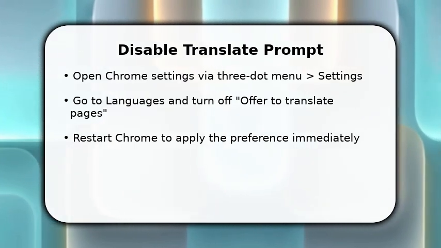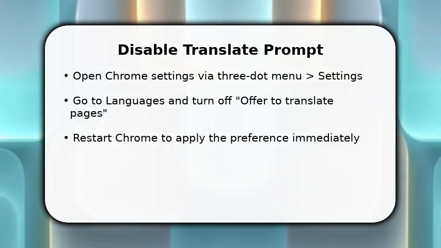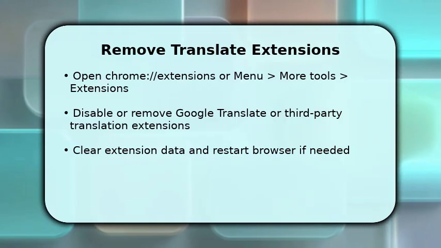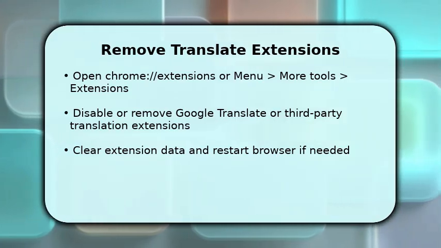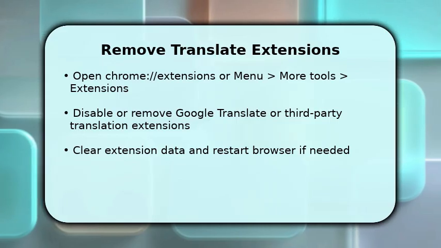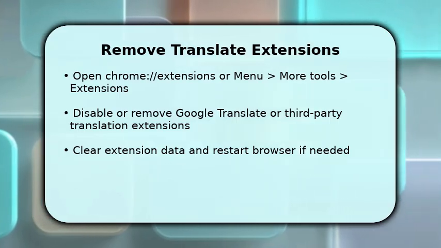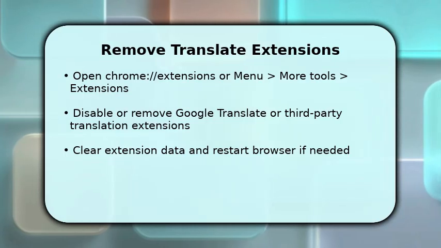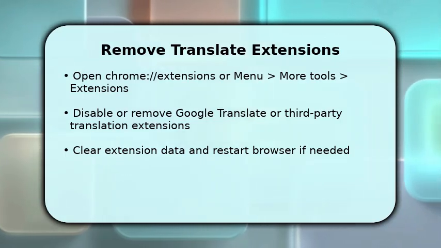Next, remove any extension that injects translation features. Open extensions from the menu or type chrome://extensions into the address bar. Locate Google Translate or any third-party translator, then toggle it off to test or click Remove to delete it permanently.